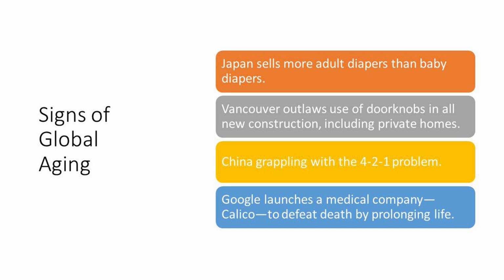China is grappling with the 4-2-1 problem. Does anyone know what that is? Yeah, 1 child, 2 parents, 4 grandparents. 1 child taking care of 6 aging adults. Google launches a medical company, Calico, to defeat death by prolonging life. Have y'all heard of that? Okay.